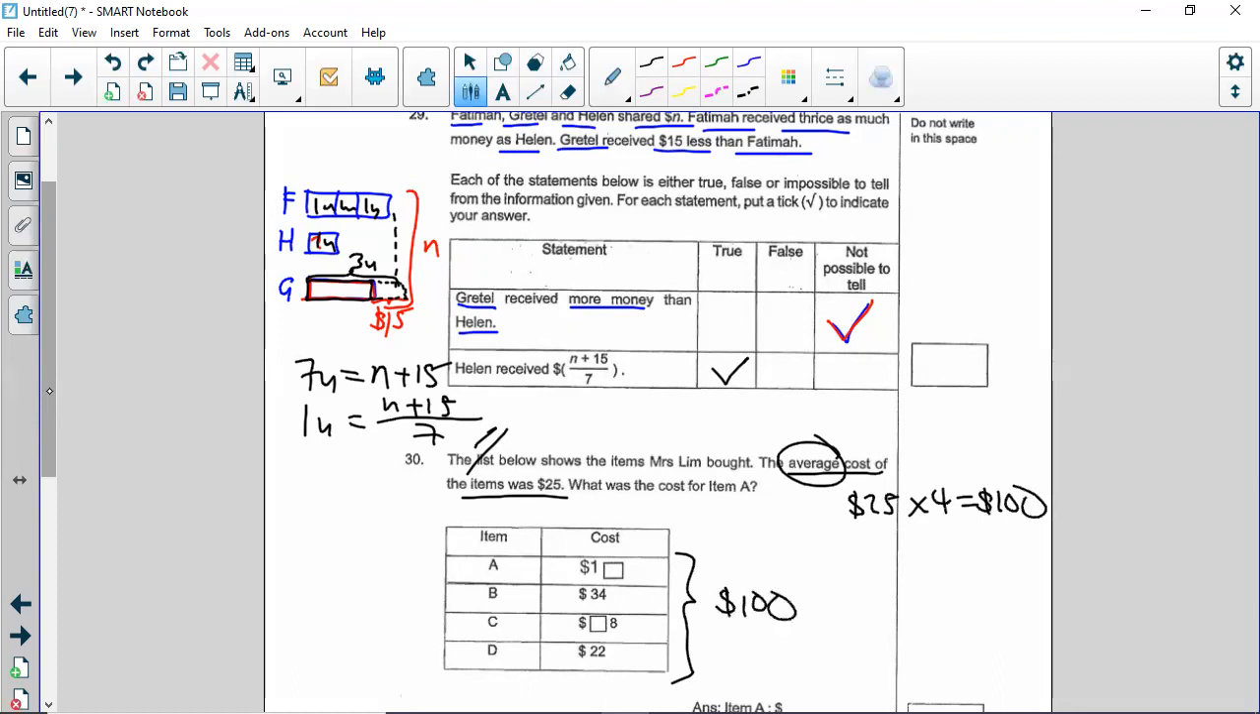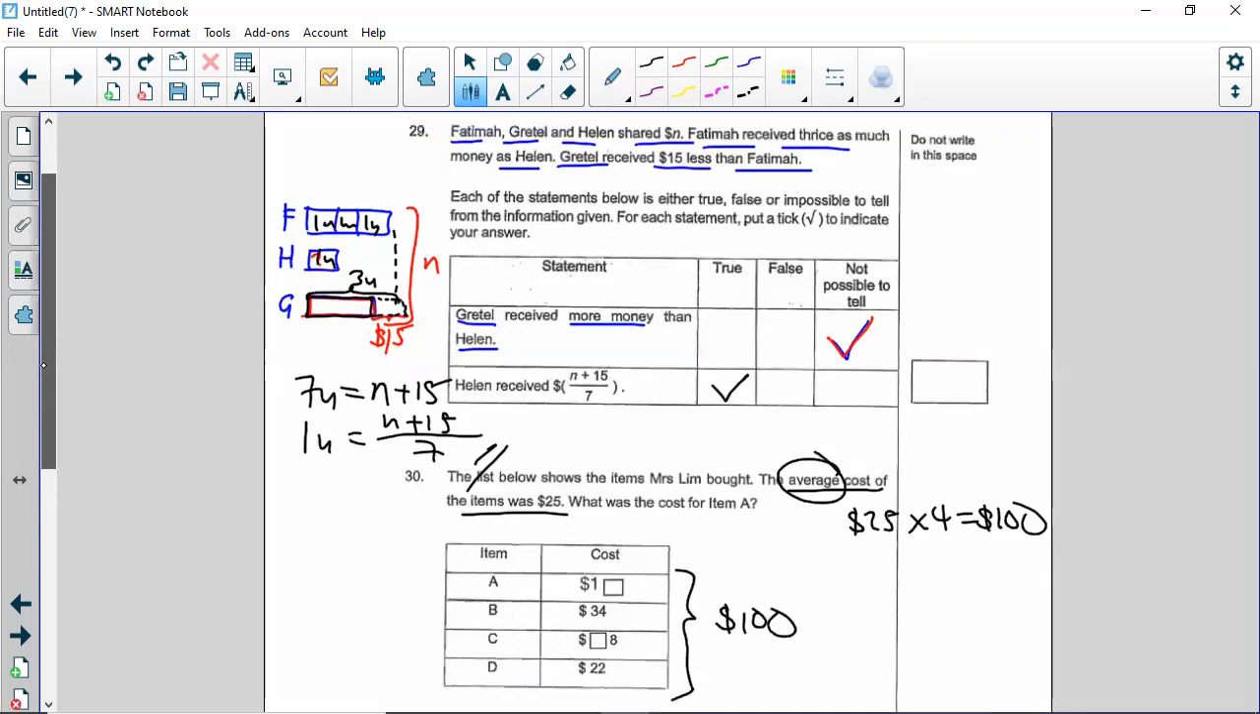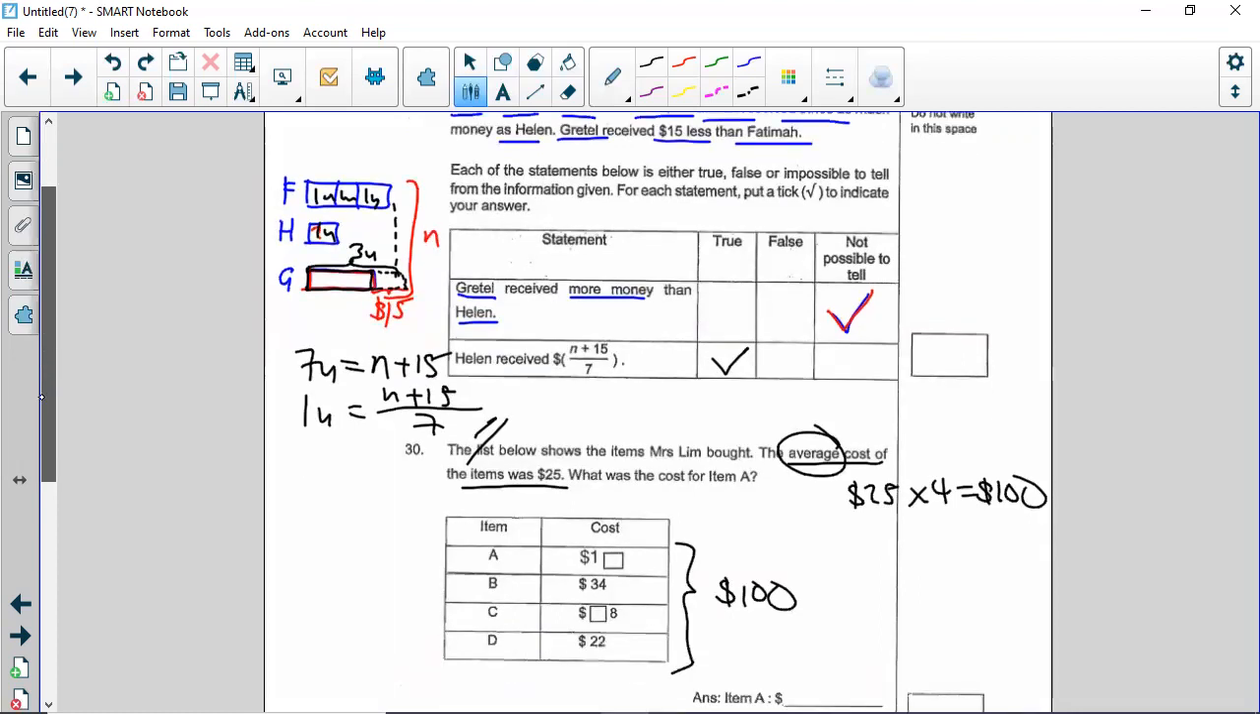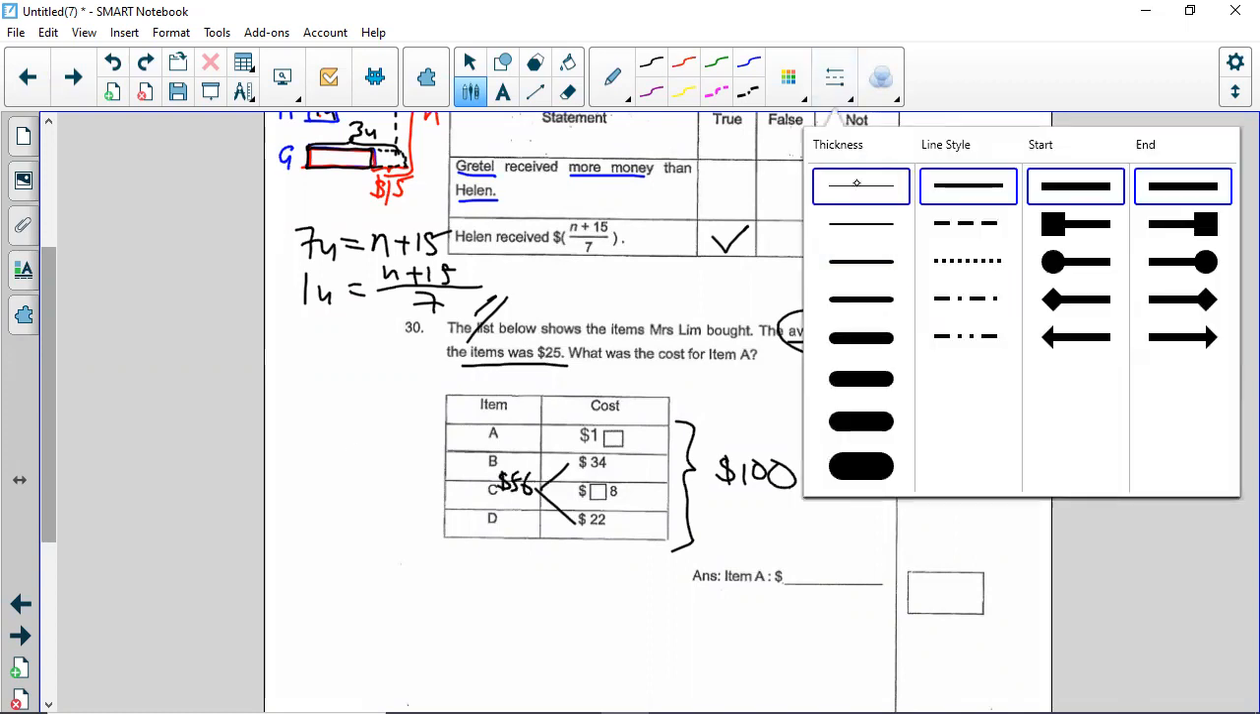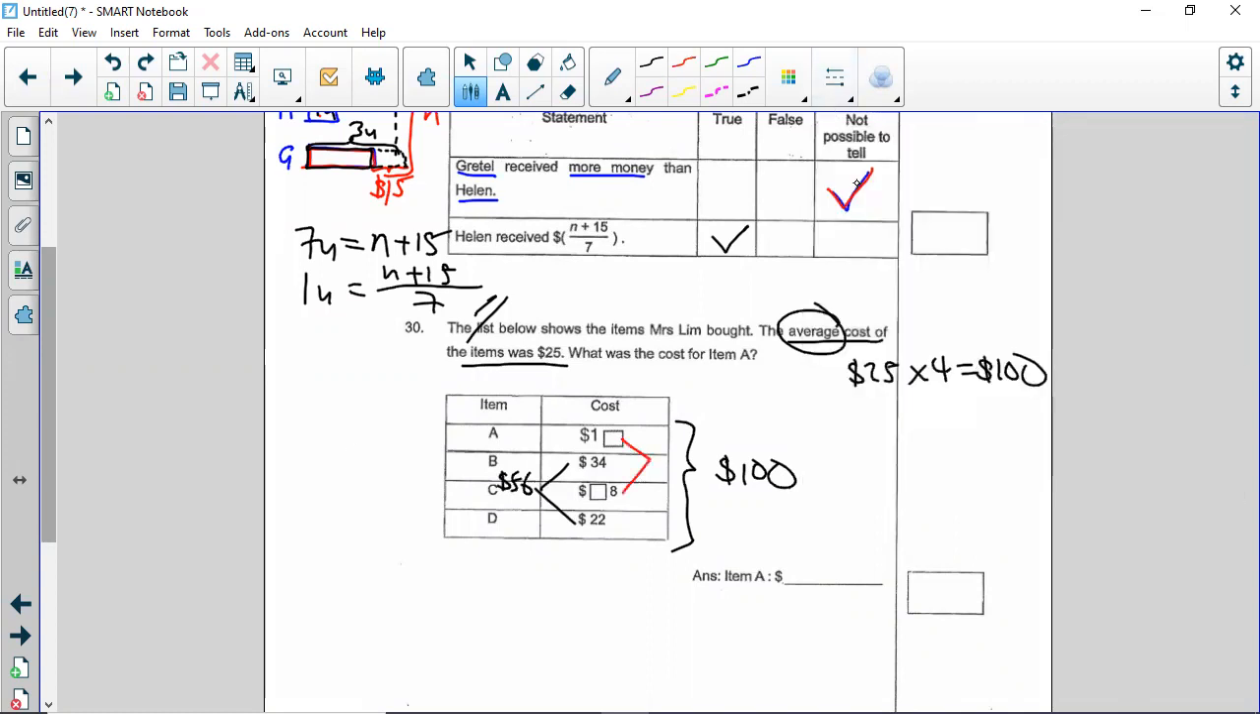Even if you don't know how to do it, Ms. Long must tell you, never leave the question blank. Write simple steps. Like you can find the total, which is the simple step, and then what you do next? Then you can find how much these two items are, which is 34 plus 22, that will be 56. And then what should you do next? Then you can find the total cost of the other two items, which is 100 minus 56, you get 44.